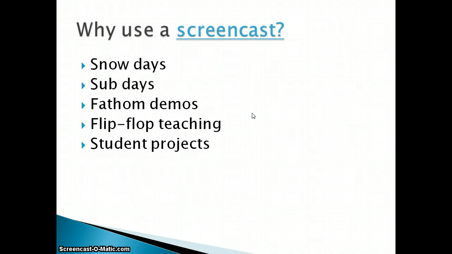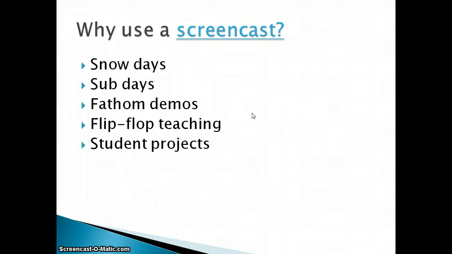Student projects. This year, to review for the AP Statistics exam, I had students create screencasts of problem number 6, which we then shared with each other in class so that they had an opportunity to see multiple problems and review them. And then they actually had a test on the screencast problems. They were randomly given 2 of the problems to do as a test.